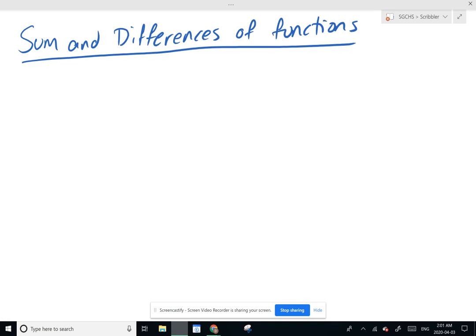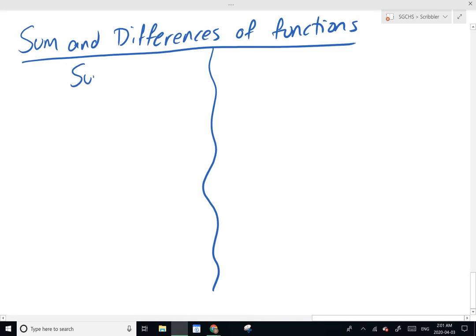So we're about to learn about sum and differences of functions. These are operations that we can do to two different functions or more, but we're going to stick to two functions right now. Before we get started, I want to go over some notation, because the notation can look a little different.